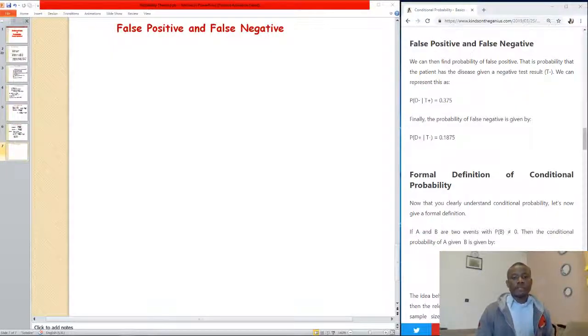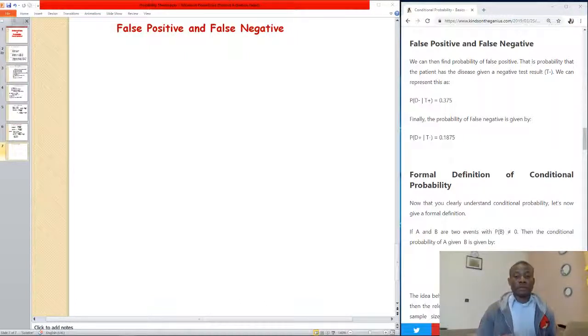We are still discussing conditional probability and we are still on the basics, and today we are going to be looking at false positive and false negative. Now, what is false positive? False positive is when a test yields a positive result, meanwhile the actual outcome is negative. False negative is when a test yields a negative result, but the actual outcome is positive.